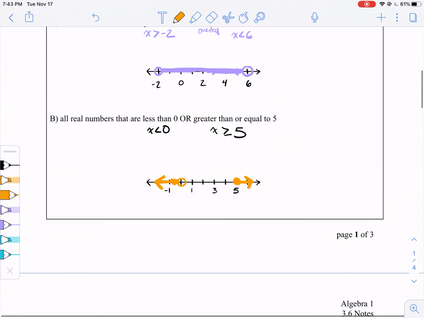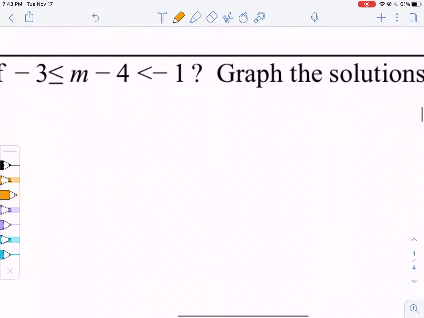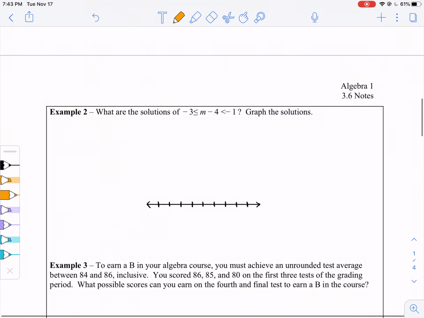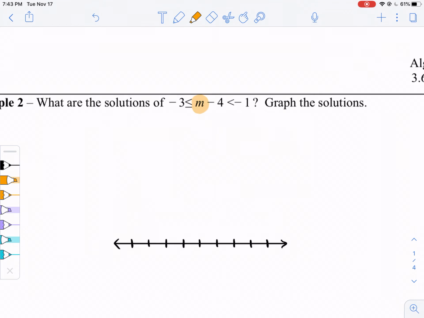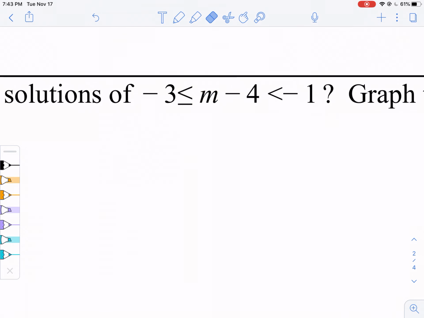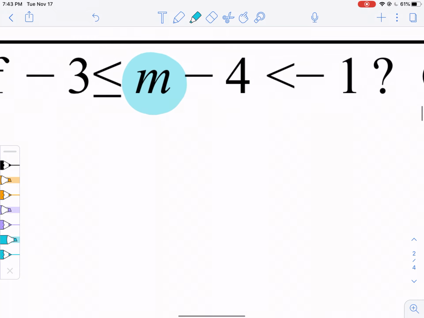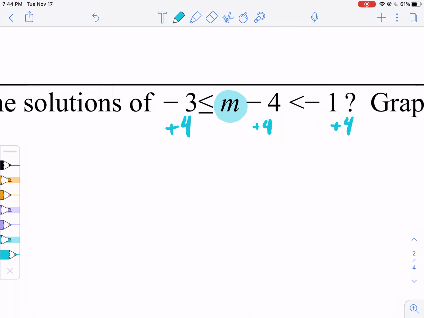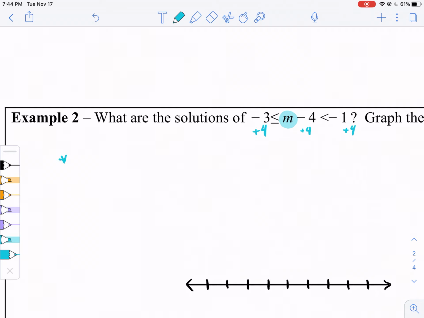Pretty straightforward, right? But what if you have to solve it first? Oh no! You need to get your variable all by itself, so let's go ahead and do that. I should have used this color. Get the variable all by itself. What's happening to our m? Well, we've got a -4, so +4 and +4 to all parts. Ooh, key idea. All sides of the inequality.